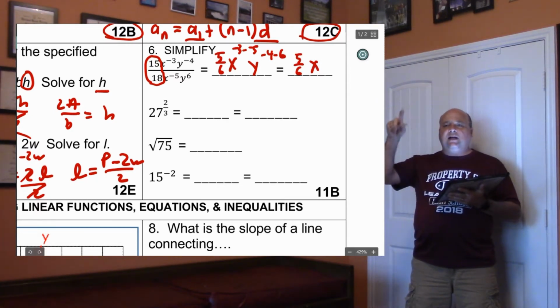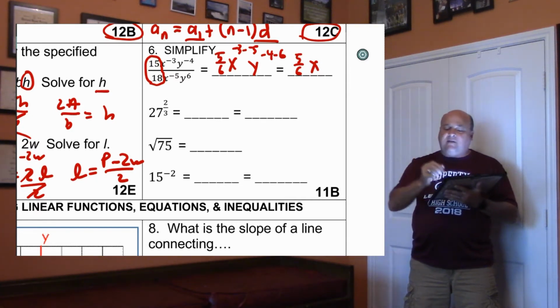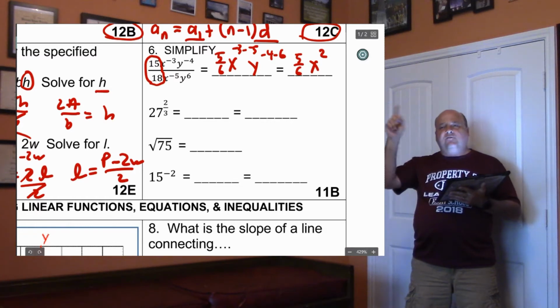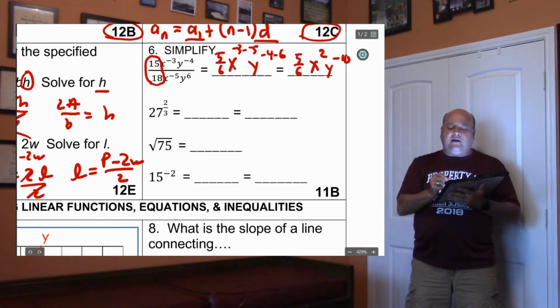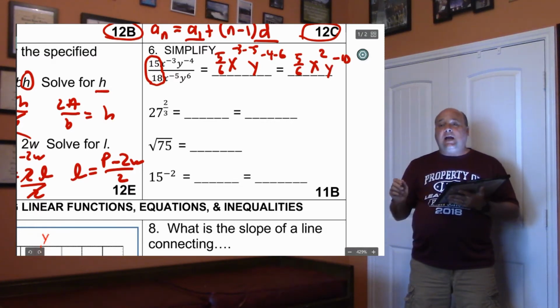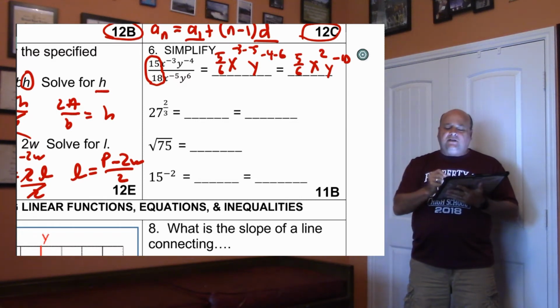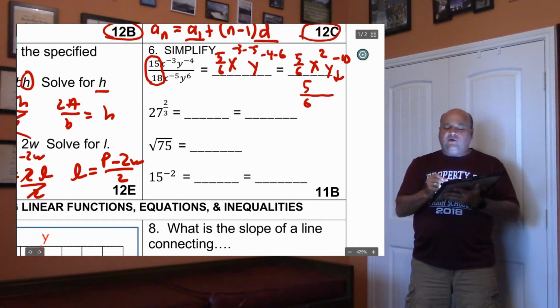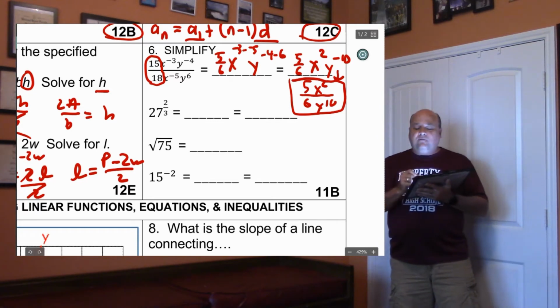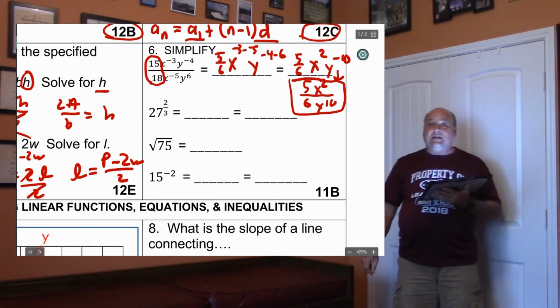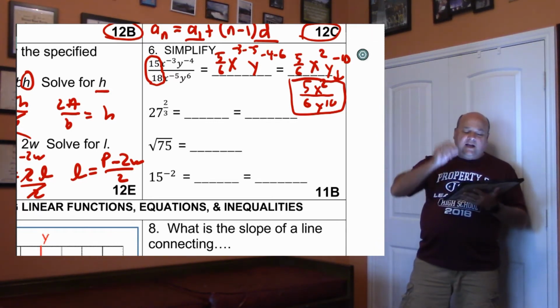This turns into 5 over 6 x. Negative 3 minus negative 5 is negative 3 plus 5, which is 2. Negative 4 minus 6 is y to the negative 10. That could be the answer. To make them all positive, the y goes to the bottom. So draw a fraction bar, 5 over 6. X stays on top, y goes to the bottom. That's probably what's going to be on STAAR: 5x squared over 6y to the 10. Okay? Go to the next one.